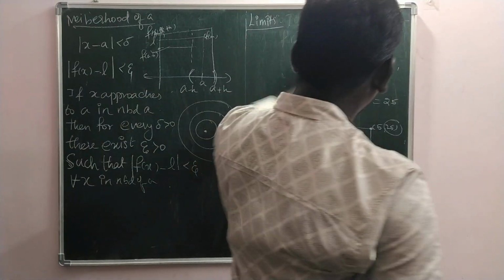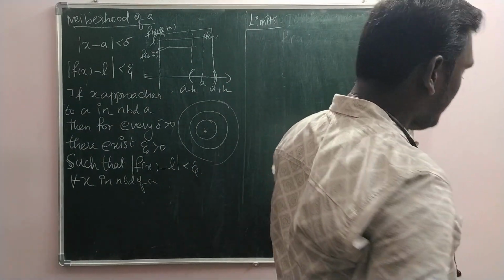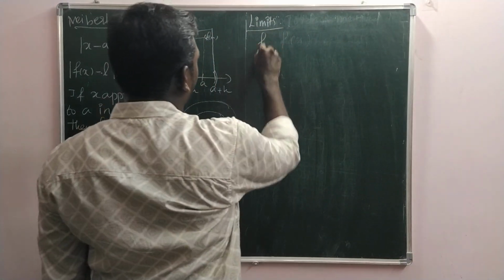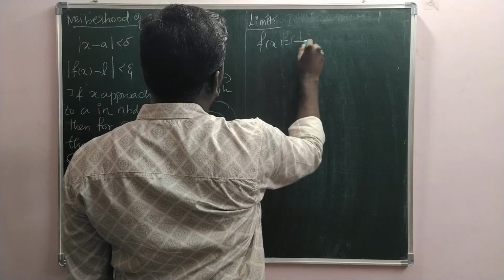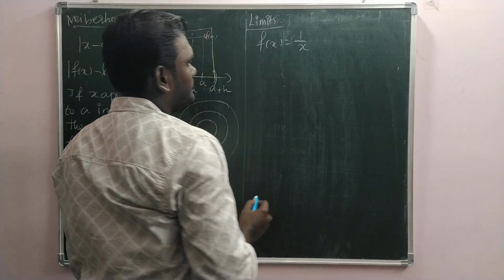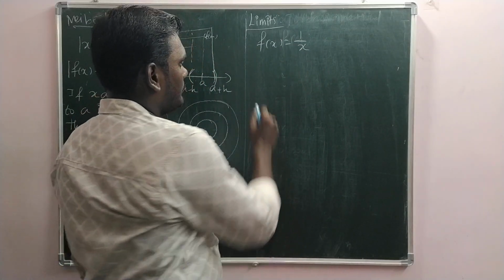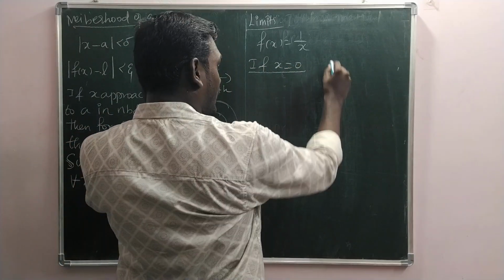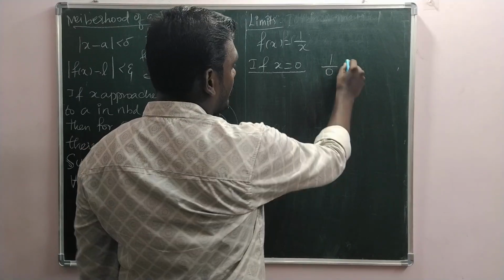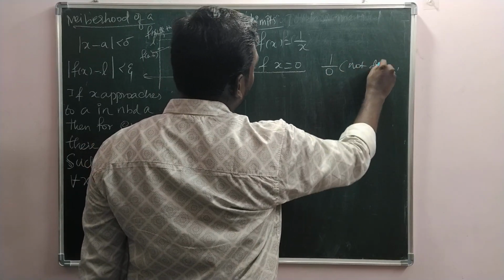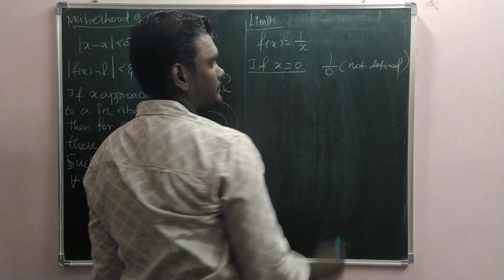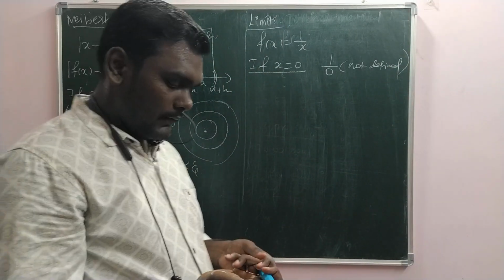There may be some situations where we have to estimate the value of a function. Let us take this example: f of x is equal to 1 by x. Suppose x is equal to 0, then we say this is 1 by 0 and it is not defined. Is it?